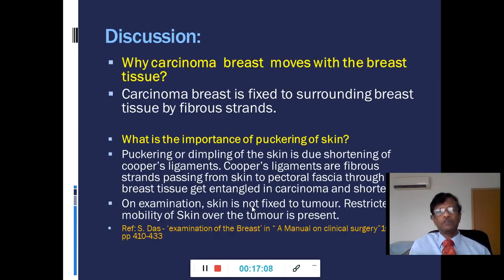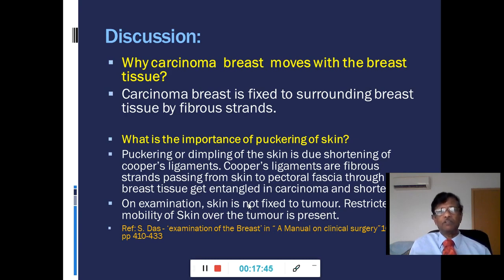Why does carcinoma breast not move with the breast tissue? Carcinoma breast is fixed to the surrounding breast tissue by fibrous strands. Suppose in a fibroadenoma, it moves freely in the breast tissue. It will not move along with the breast tissue. It moves freely. That's why it is called a mouse in the breast. Whereas carcinoma extends into surrounding tissue with the fibrous strands, so naturally it is fixed to the breast tissue. I have already told you, the majority of carcinomas will produce fibrous strands, stroma.